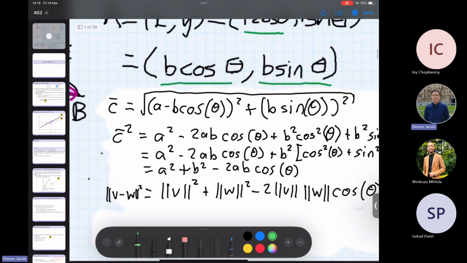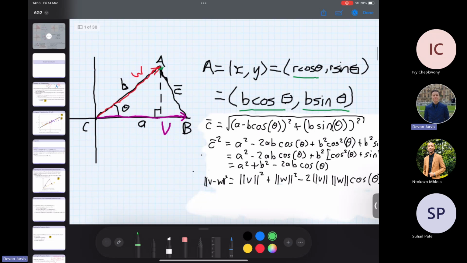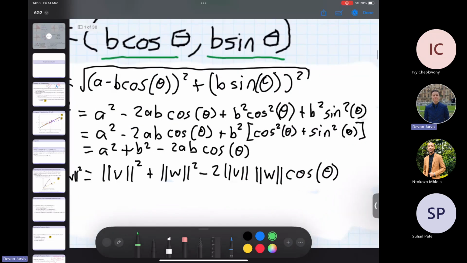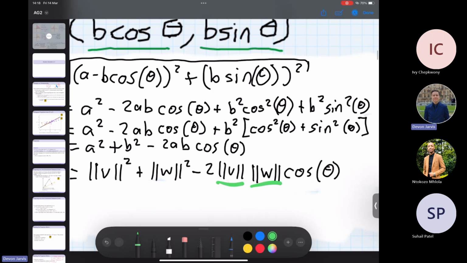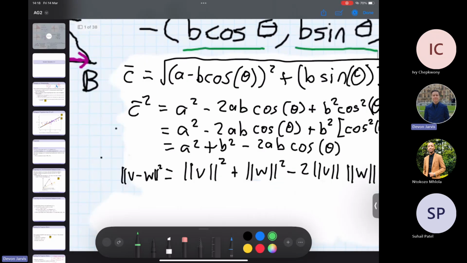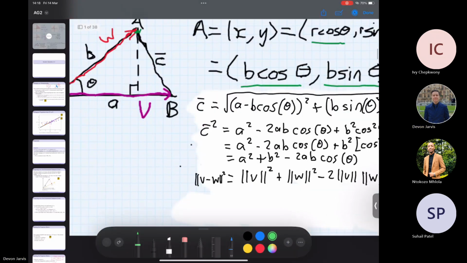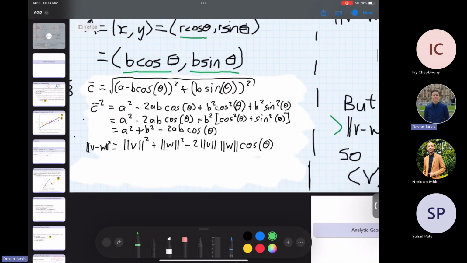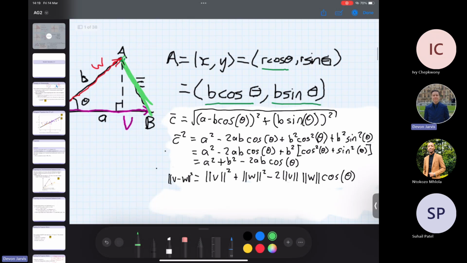All right, a squared is just this line here. That is the norm of v squared. Same with w. b squared is just the norm of w squared. And then lastly, we just substitute in a and b as the norm of v and the norm of w just by definition, right? That's from the diagram and the setup. Okay, cos theta. And that is now the distance between the two. That's v minus w. So that's the length of c.